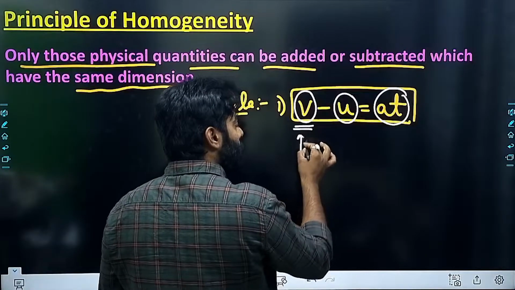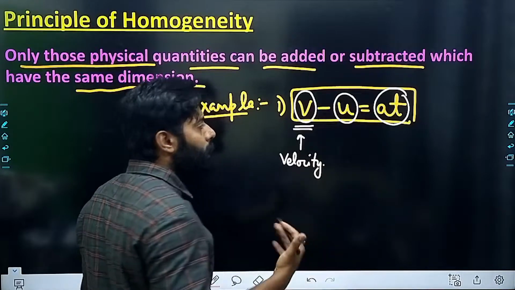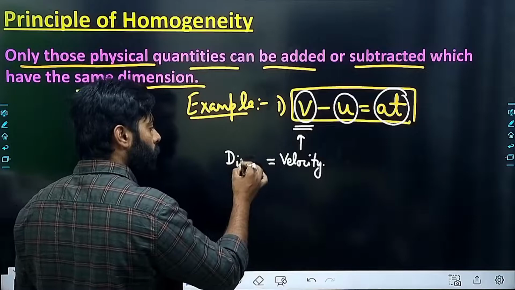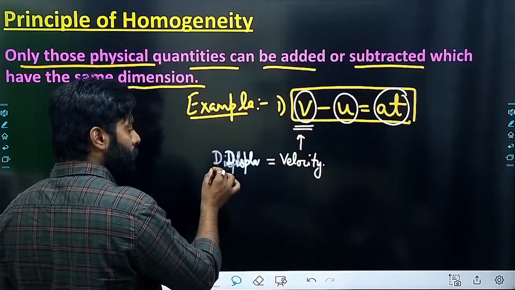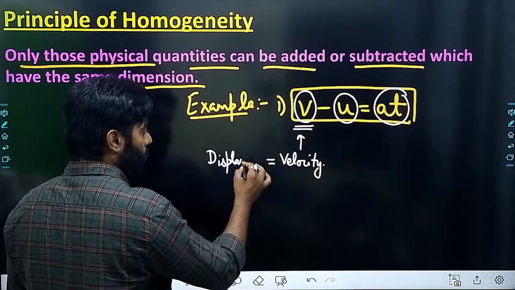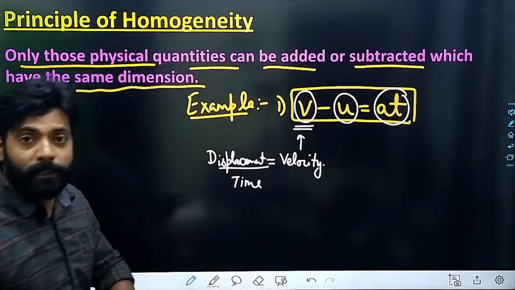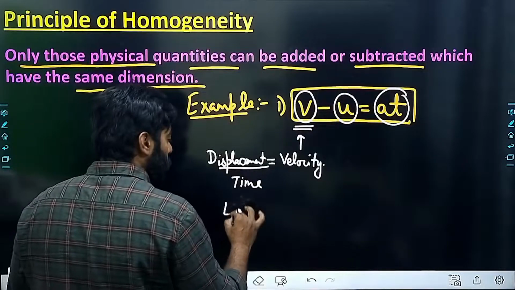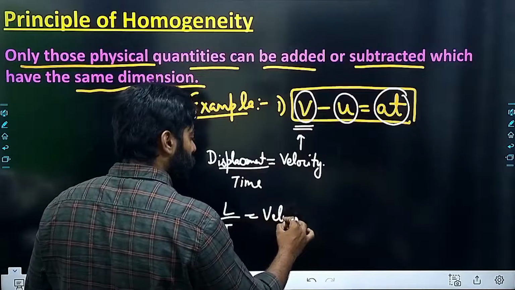This one has the dimensions of velocity. Then what is velocity basically? Velocity is nothing but displacement upon time. And what is displacement? Displacement is nothing but a length. So I can write this as length upon time, and this is my velocity.